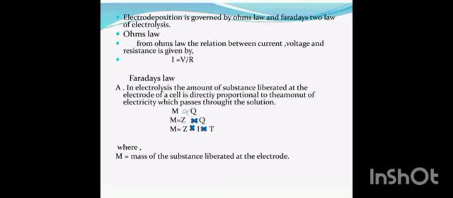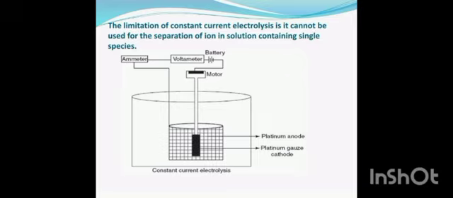Electrodeposition is governed by Ohm's law and Faraday's two laws of electrolysis. From Ohm's law, the relation between current, voltage and resistance is given. Faraday's law: in electrolysis, the amount of substance liberated at the electrode of the cell is directly proportional to the amount of electricity which passes through the solution. M is directly proportional to Q, and M equals Z times Q, so M equals Z times I times t, where Q equals I times t, Z is a constant, and M is the mass of the substance.